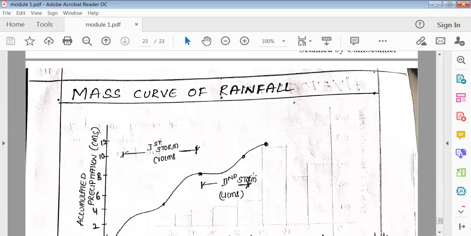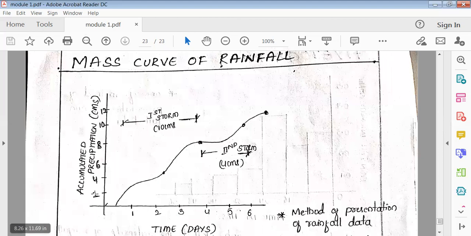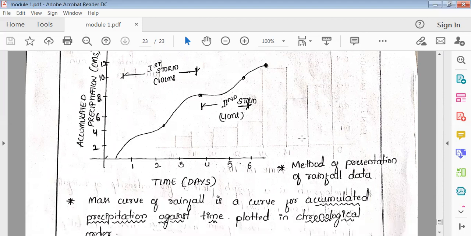And the last one is the mass curve of rainfall. The mass curve of rainfall is again a graph, a line graph. It shows accumulated precipitation, in centimeters, against time. So the accumulated precipitation goes on increasing.